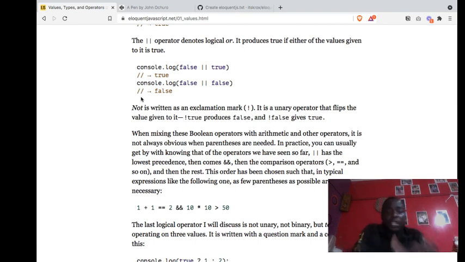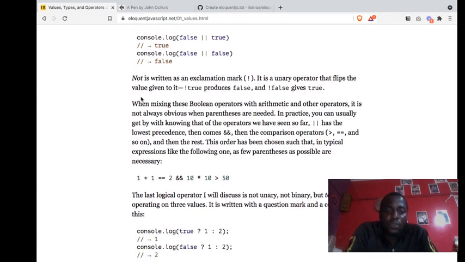When mixing these Boolean operators with arithmetic and other operators, it is not always obvious when parentheses are needed. In practice, you can usually get by with knowing that, of the operators we have seen so far, OR has the lowest precedence, then comes AND, then the comparison operators, such as greater than and equals, and so on, and then the rest. This order has been chosen such that in a typical expression, as few parentheses as possible are necessary.